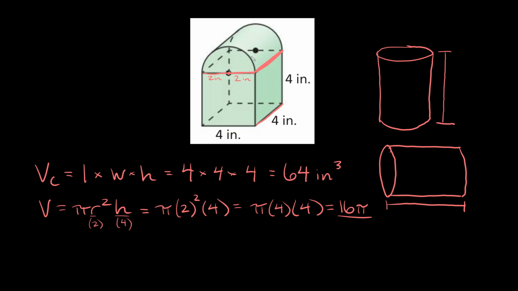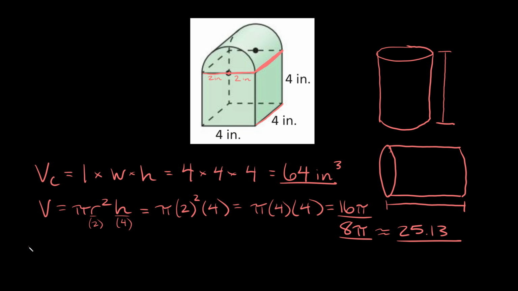But remember, we only have half a cylinder up here, so we want to cut this in half. So the volume of this half cylinder would be 8 pi. Now if you plug this into your calculator, you'll get that this is approximately 25.13. So this is the volume of the half cylinder, and remember, this is the volume of the cube. So the total volume would just be adding those two up.